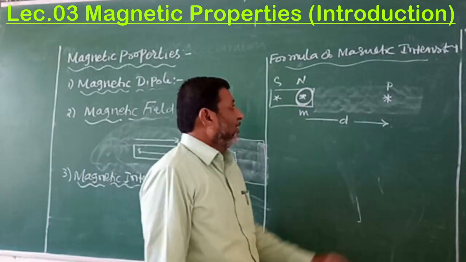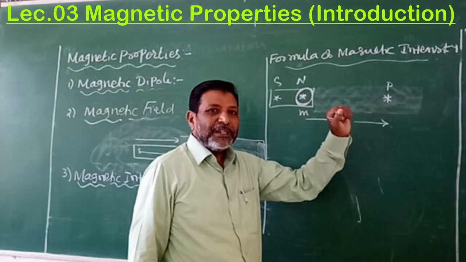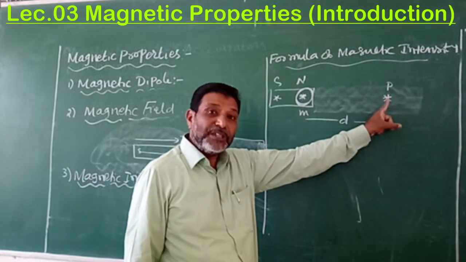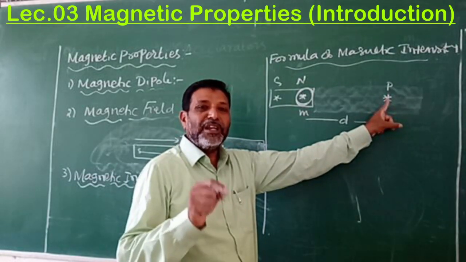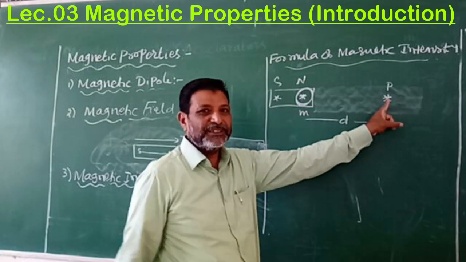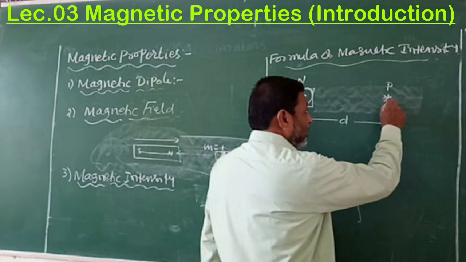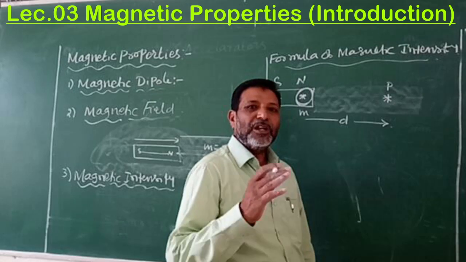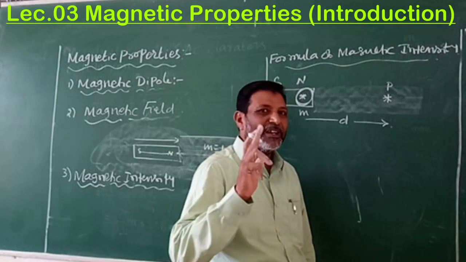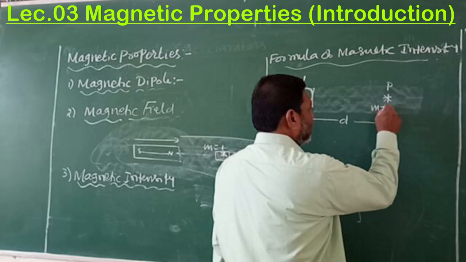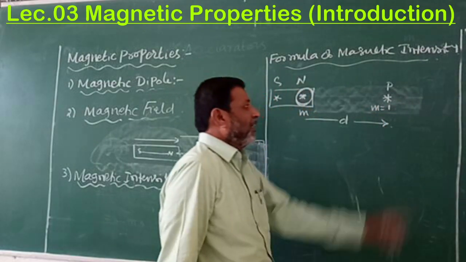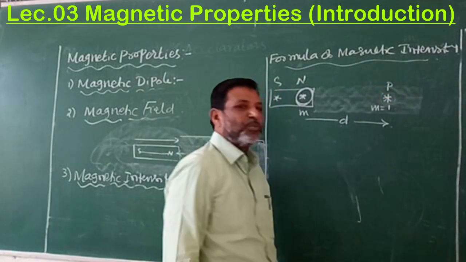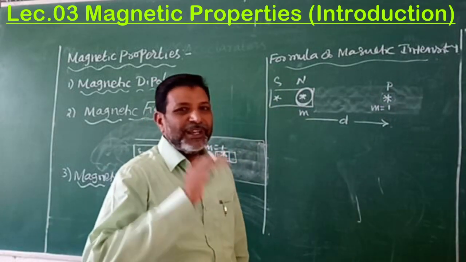According to the definition, what is the magnetic intensity? The definition says that magnetic intensity at any point in the magnetic field is equal to the force acting on a unit north pole at that point. Means here you place a unit north pole, the north pole whose pole strength is 1. It is called a unit north pole. Now here the pole strength M is equal to 1. Then whatever the amount of force acting on this unit north pole, that much force itself is equal to the magnetic intensity.